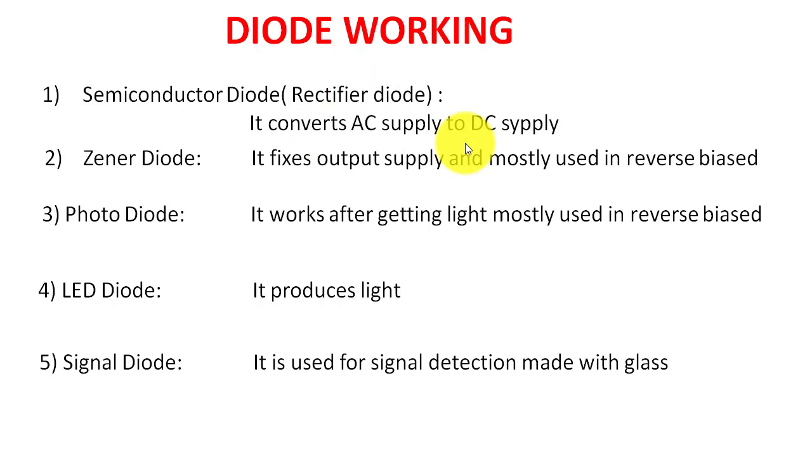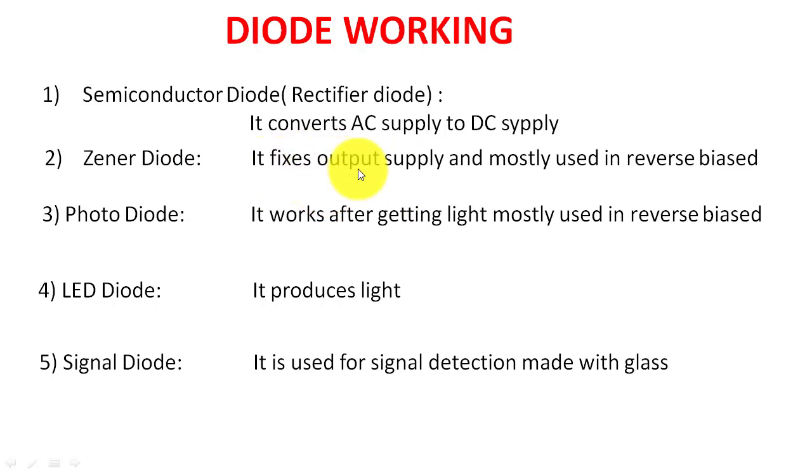Okay, it converts AC supply to DC supply. Okay, and it is special for semiconductor. It's used usually. And then Zener diode, we can see it fixes output supply and is mostly used in reverse biased.